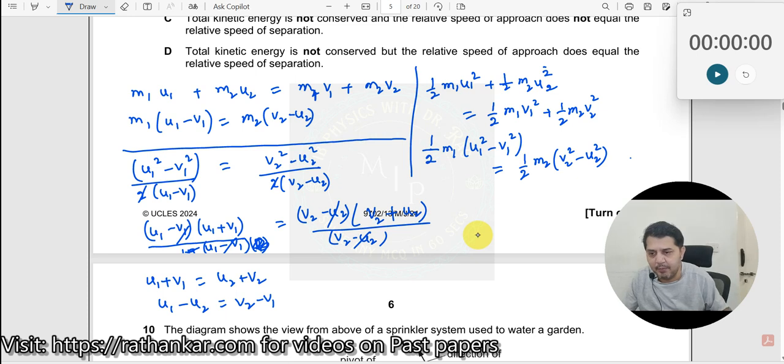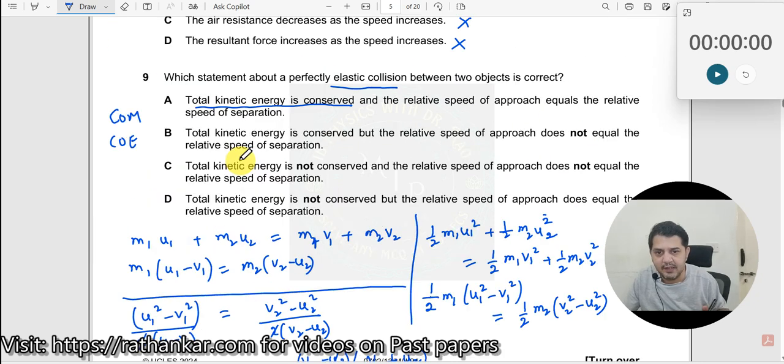This is the way you can prove it. It says that the difference in the approach velocities is equal to the difference in the receding velocities, right? Now let us look at what it says: the relative speed of approach equals the relative speed of separation, right? So therefore, answer A is the right answer. The rest of them are all incorrect.